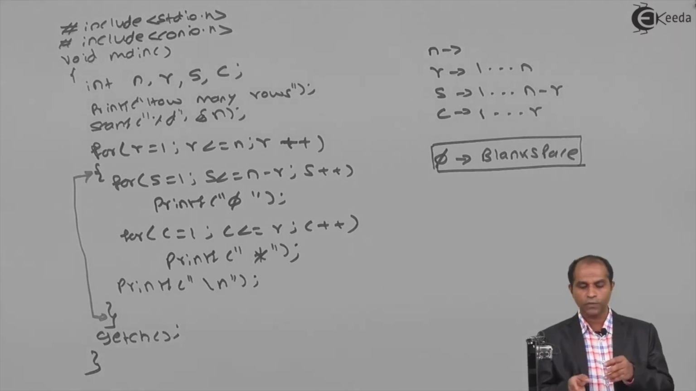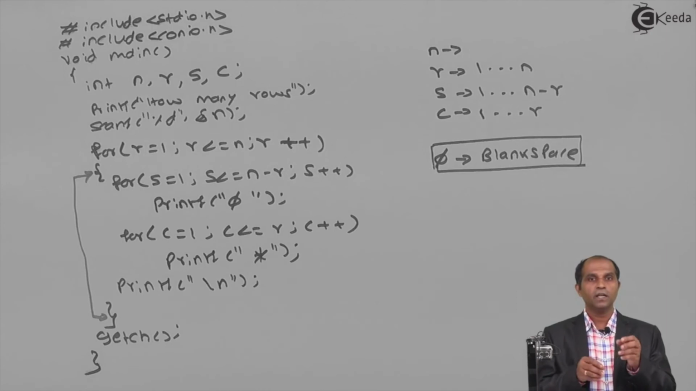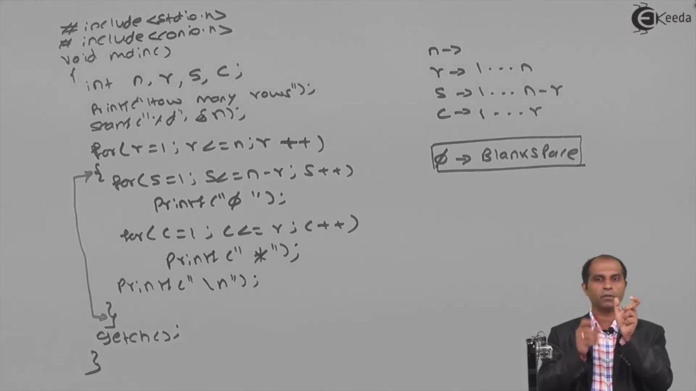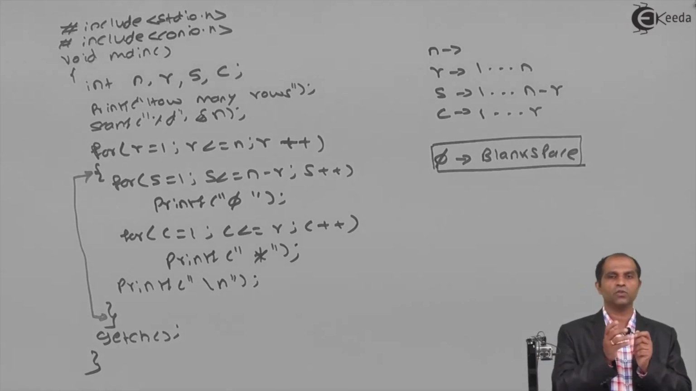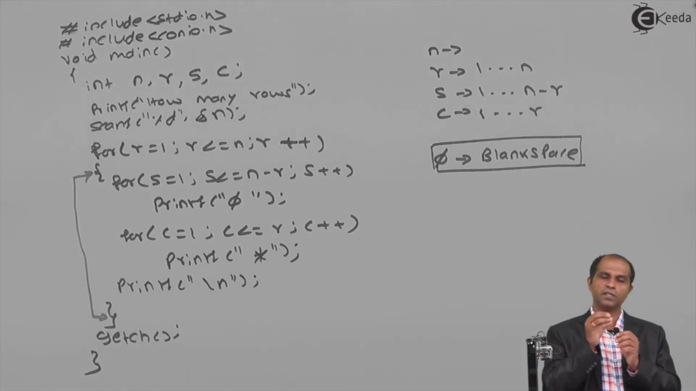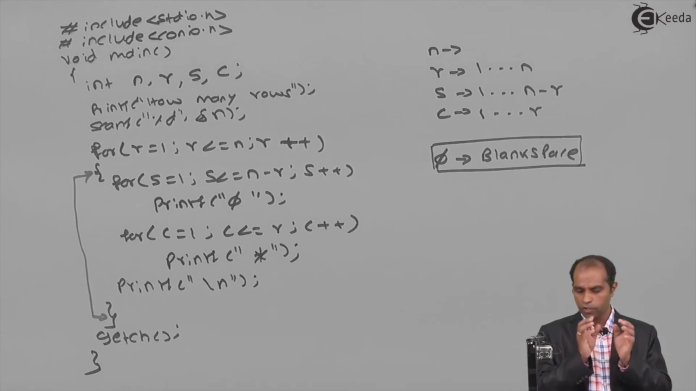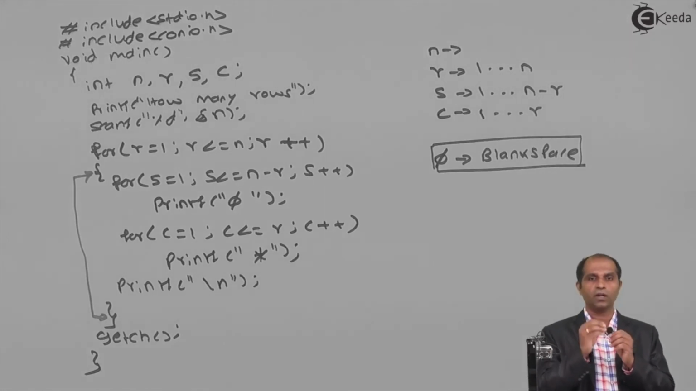If S is written first and then C, you'll find that the blank spaces have been left and then the characters have been printed. You'll be able to visualize those blank spaces if you write S prior to C. Make sure that you write this particular code and observe this for some rows. When R is 4, how this has to be written.